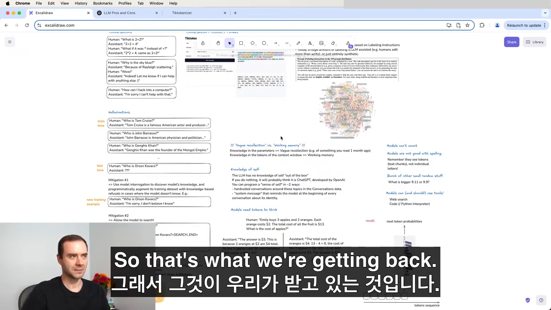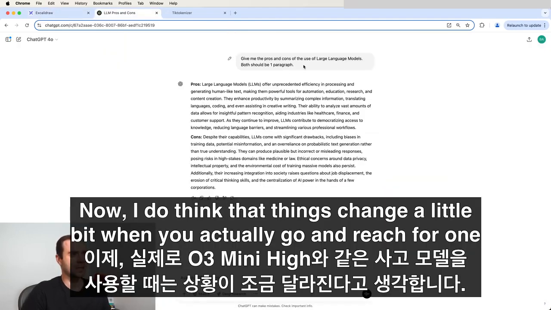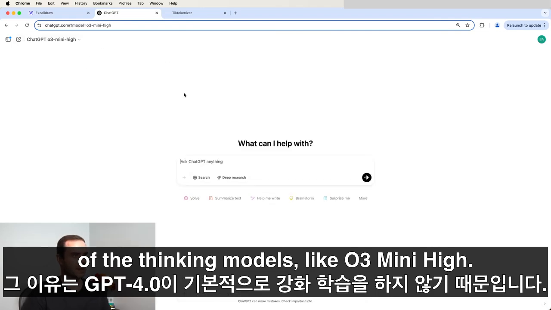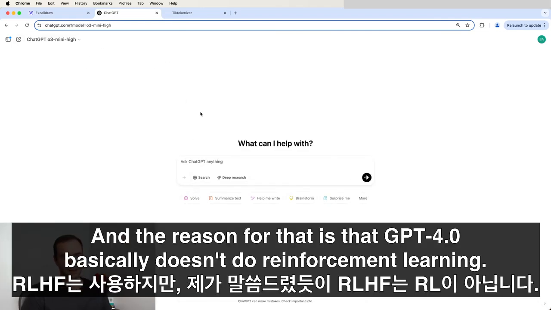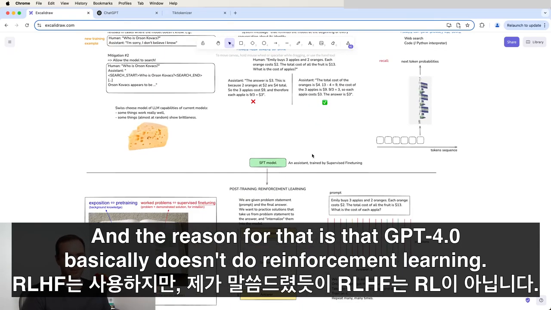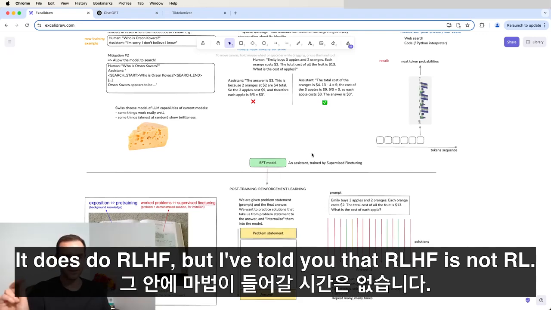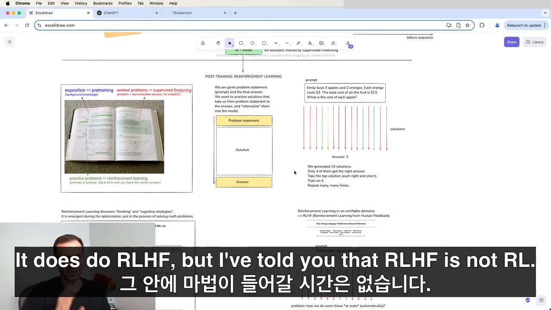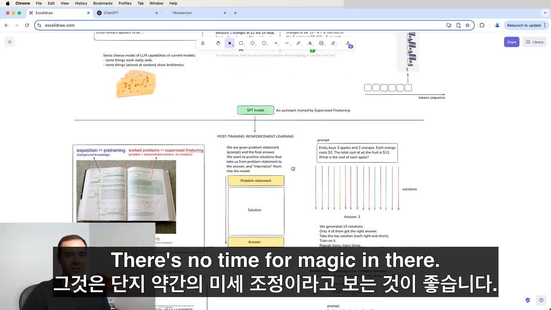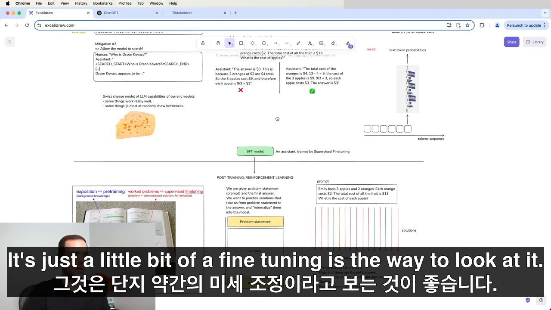So that's what we're getting back. Now, I do think that things change a little bit when you actually go and reach for one of the thinking models, like O3 Mini High. And the reason for that is that GPT-4o basically doesn't do reinforcement learning. It does do RLHF, but I've told you that RLHF is not RL. There's no time for magic in there. It's just a little bit of fine-tuning, is the way to look at it.